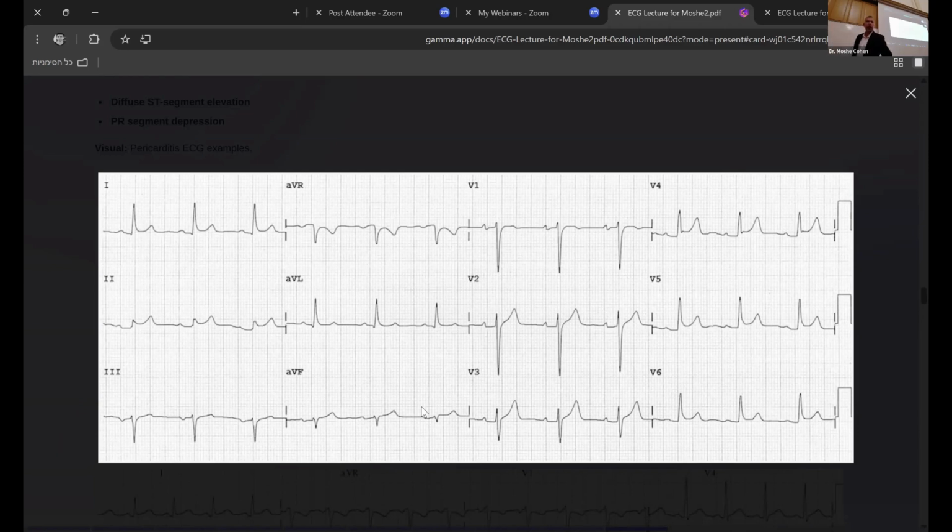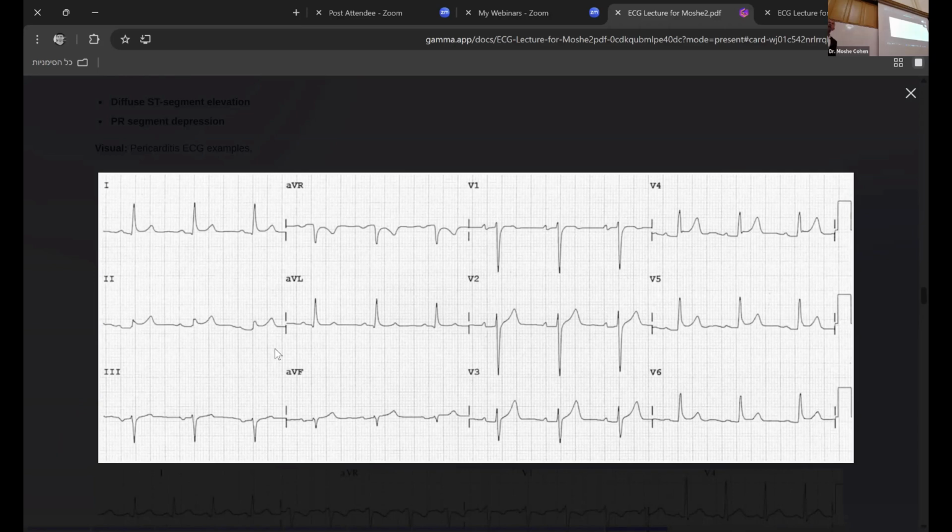You can also look at it as a lower PR segment. You see that the PR segment is lower than the ST? You see here, PR segment lower than the ST? This is a decrease in the PR segment or elevation in the ST segment, because they are relative to one another. This is a diagnosis of pericarditis. Pericarditis, inflammation of the pericardium.